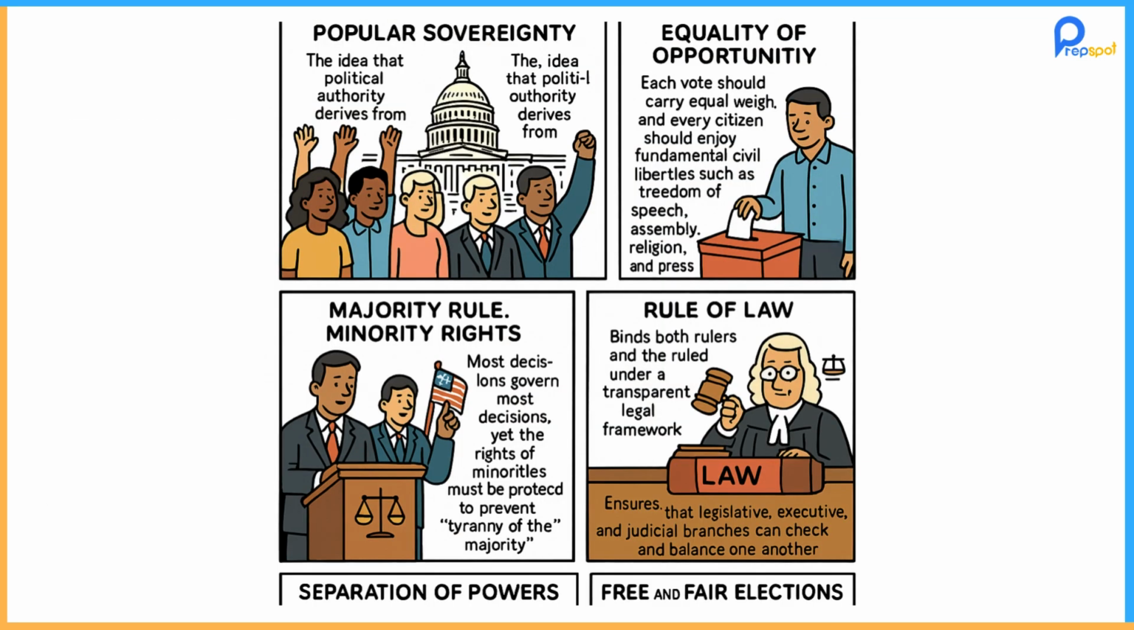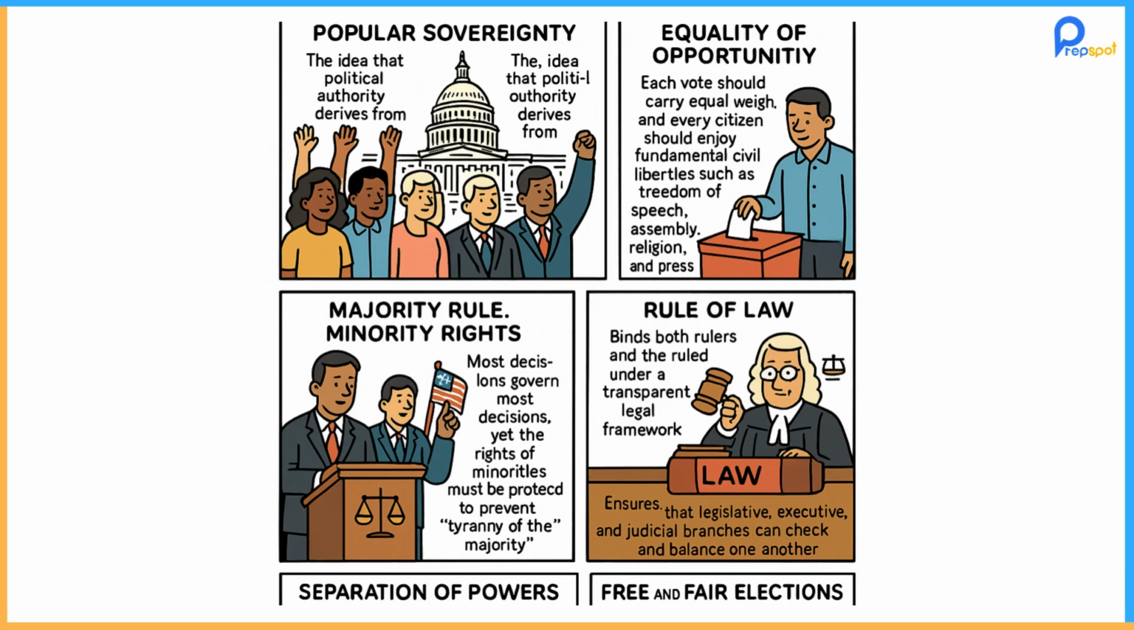But what exactly are the principles and mechanisms that make democracy tick? First and foremost is popular sovereignty, the idea that political authority derives from the will of the people. Equality of opportunity in political participation follows closely. Each vote should carry equal weight, and every citizen should enjoy fundamental civil liberties such as freedom of speech, assembly, religion, and press. Majority rule governs most decisions, yet the rights of minorities must be protected to prevent tyranny of the majority.